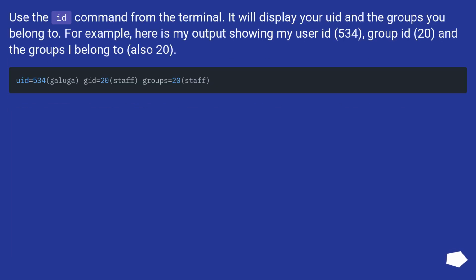Use the id command from the terminal. It will display your UID and the groups you belong to. For example, here is my output showing my user ID, 534, group ID, 20, and the groups I belong to, also 20.